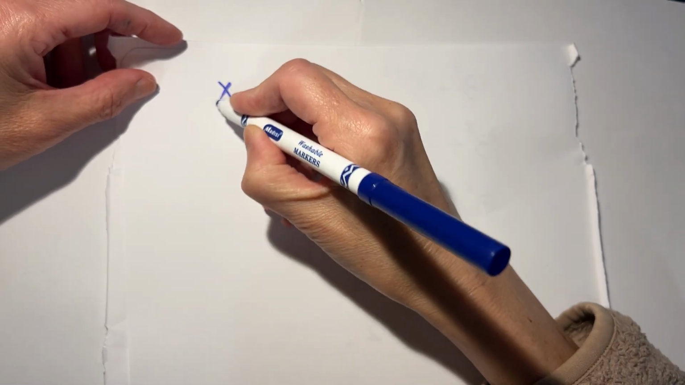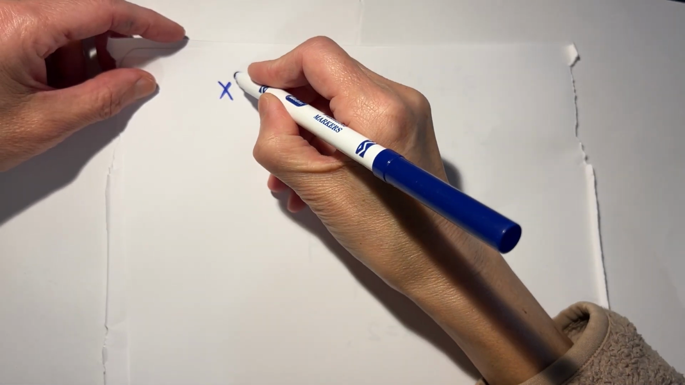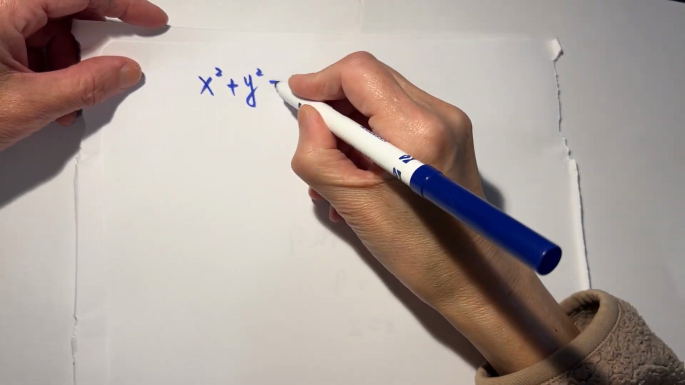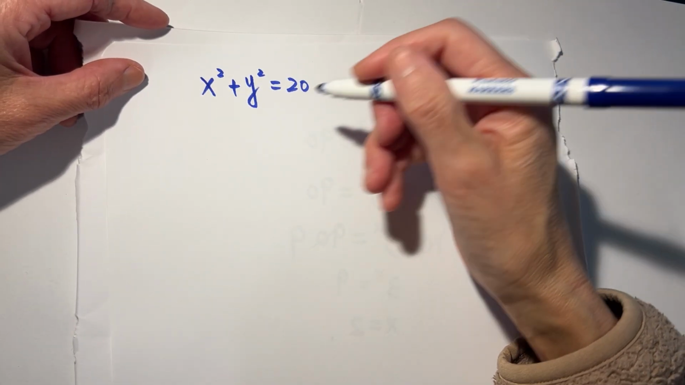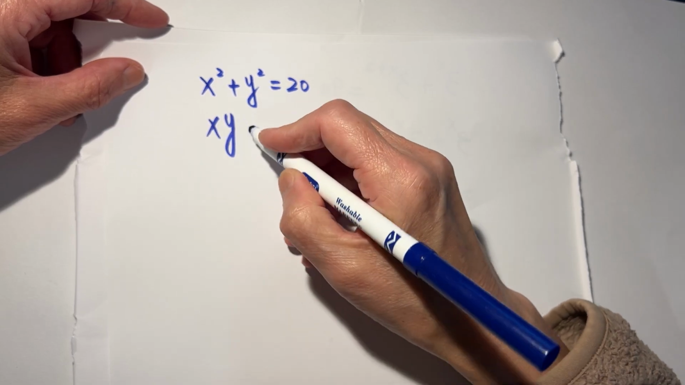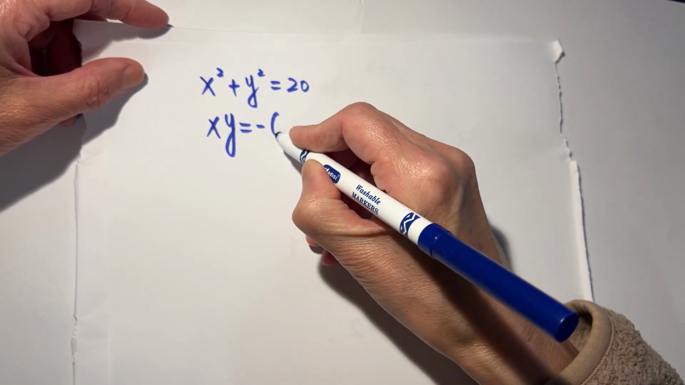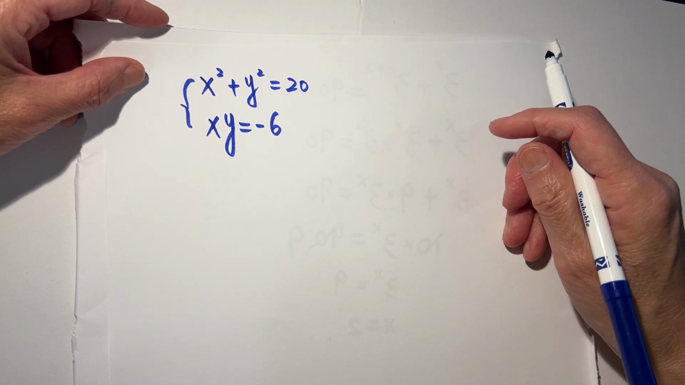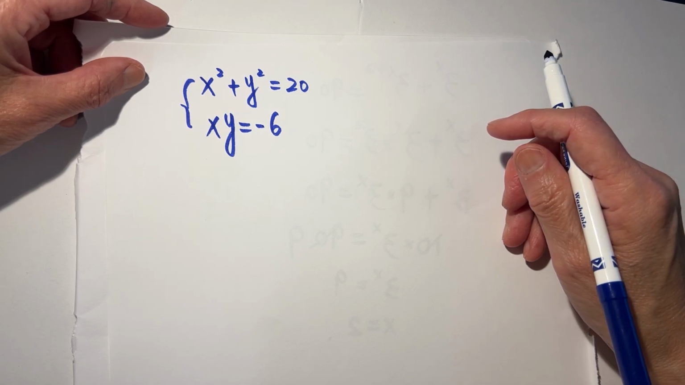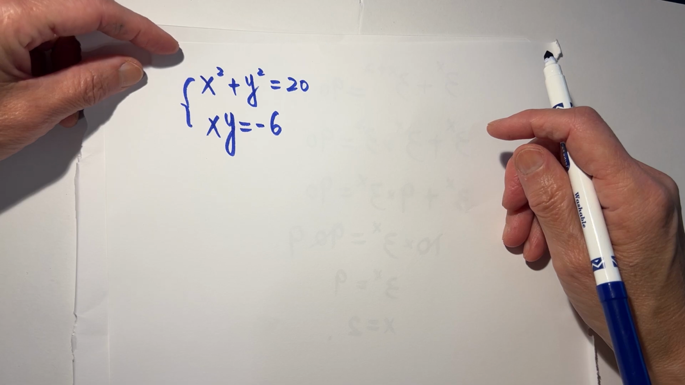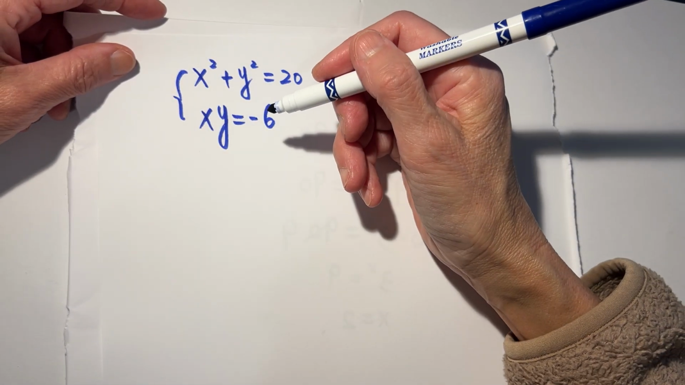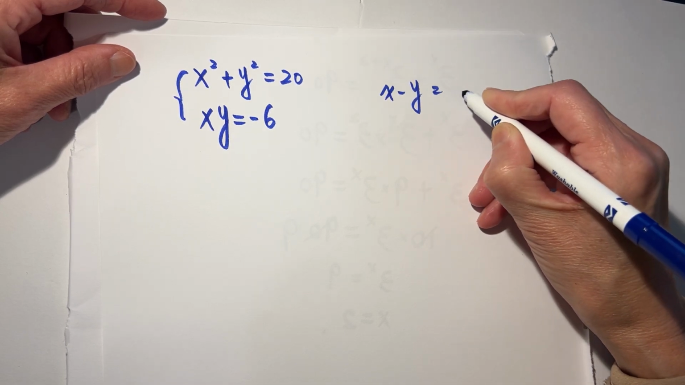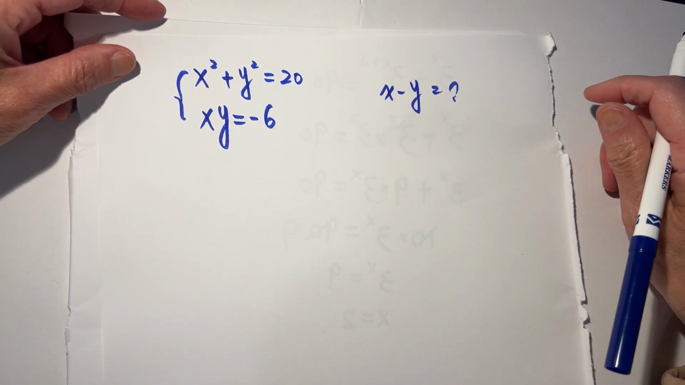Okay, here we have one other problem. x squared plus y squared equal to 20, and x times y equal to -6. This is given. And they ask us what is x minus y equal to.